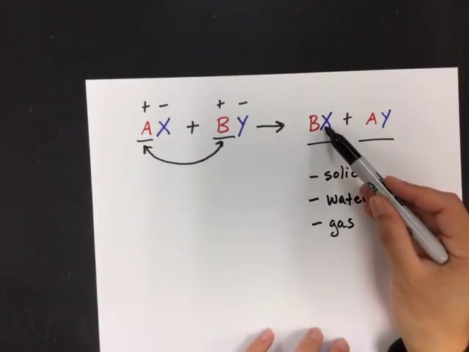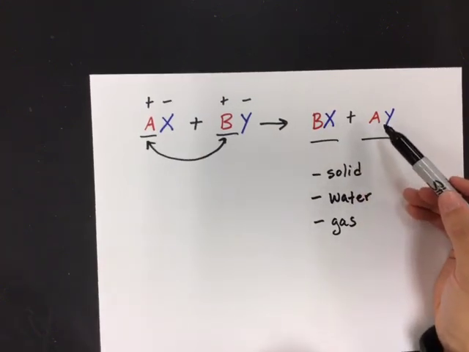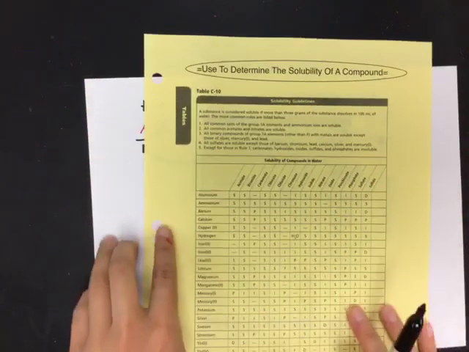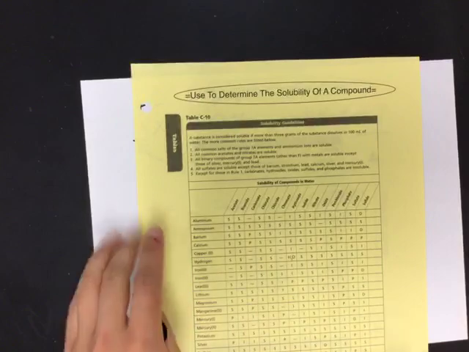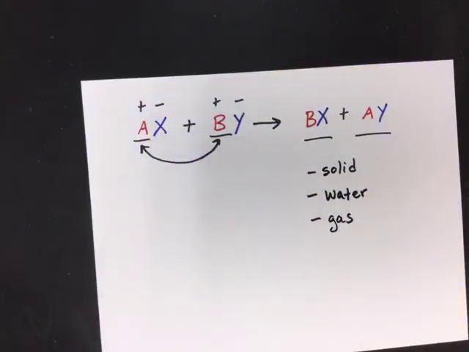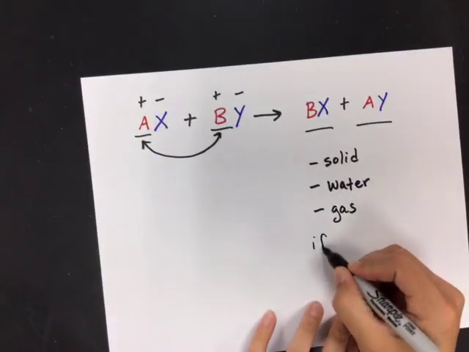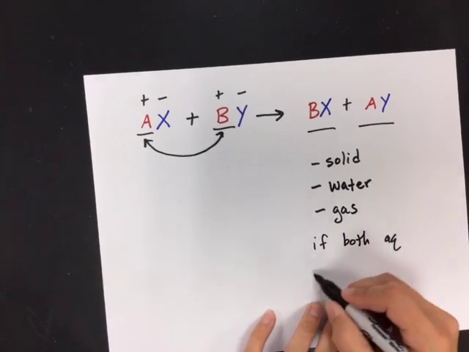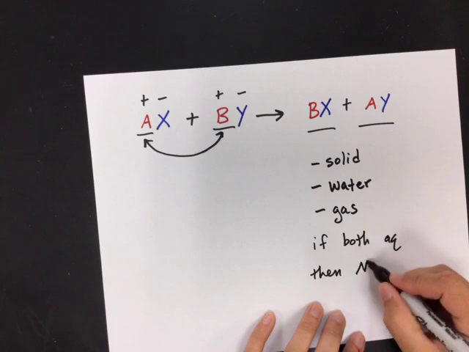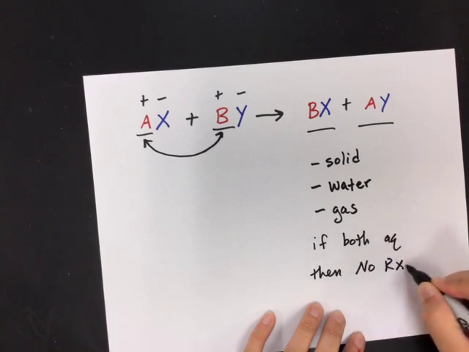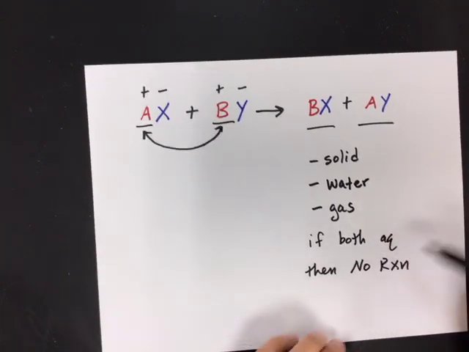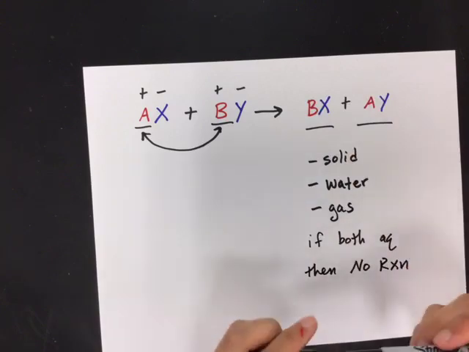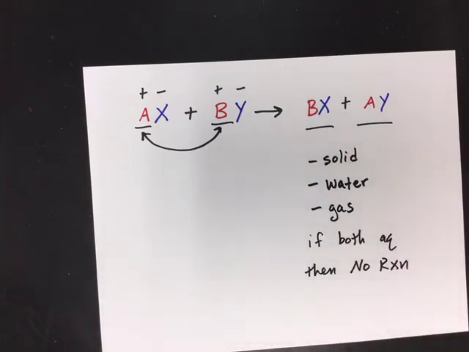If both of these products are aqueous, according to our solubility table, so we have to use this to determine if the reaction will happen or not, then there's no reaction. We would just write no reaction. We would not write the products. So we'll do a few examples to practice this.